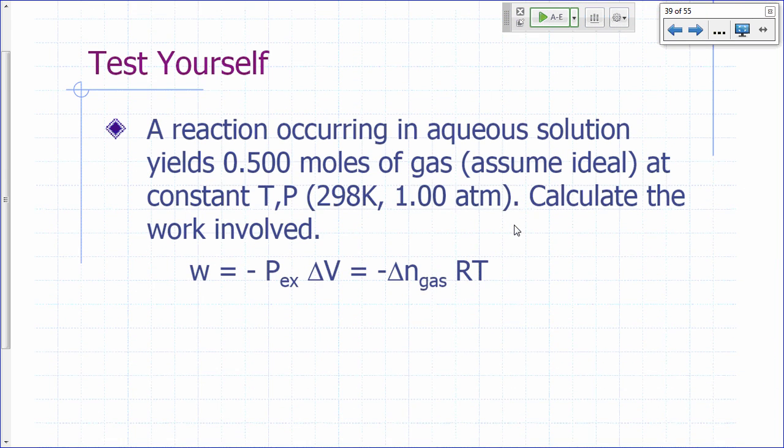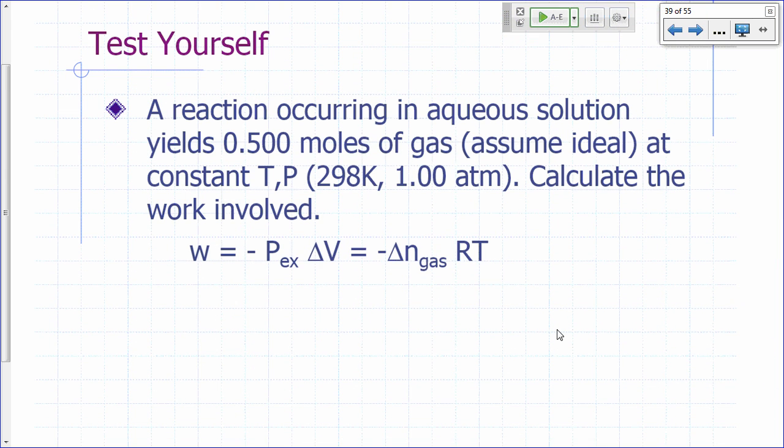Okay. Here's another example of a question involving work. You have a reaction occurring in aqueous solution. It gives you half a mole of gas at constant temperature and pressure. Okay, and calculate the work involved. Well, the thing about producing a gas, a change that produces a gas, minus P external delta V.